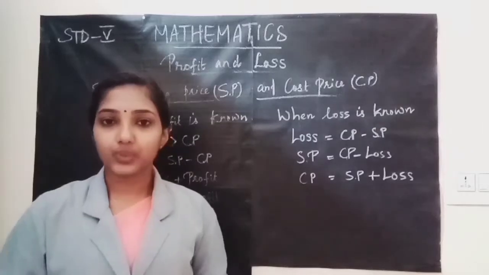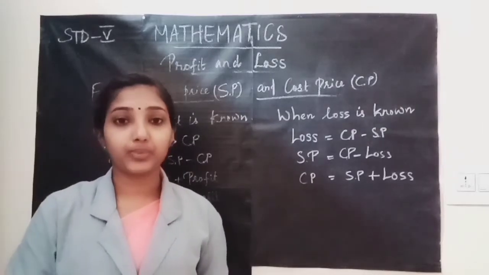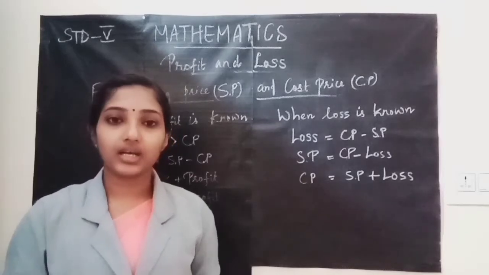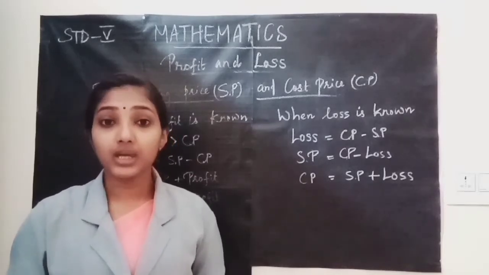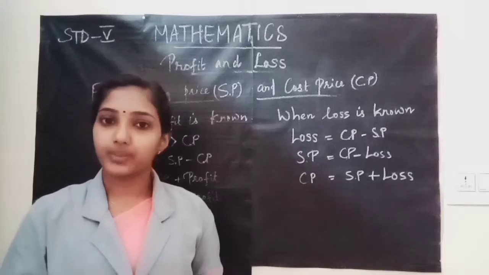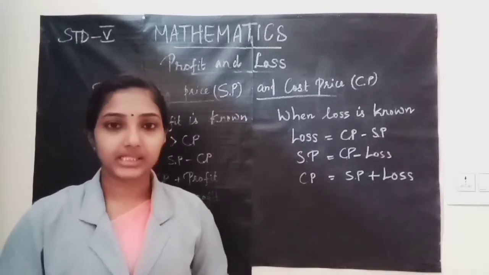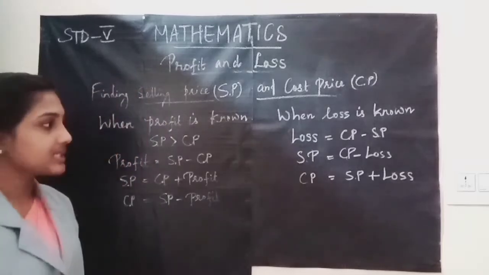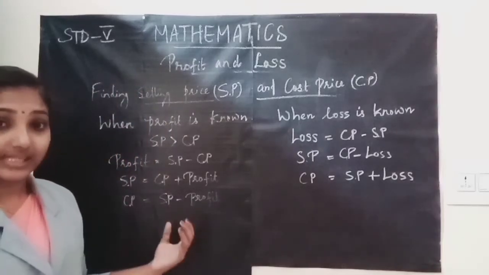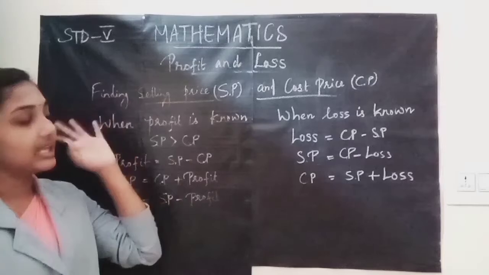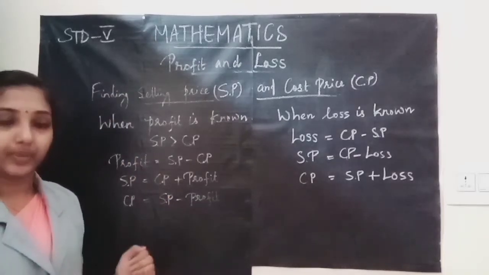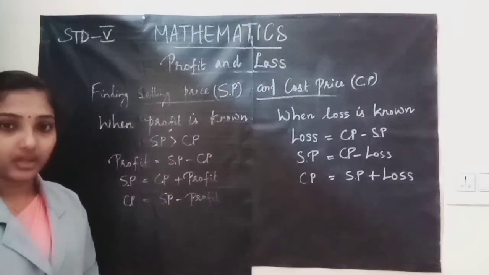Now we have seen how to find the profit and loss. When selling price and cost price are given, we know how to find the profit and loss. Profit is equal to SP minus CP and loss is equal to CP minus SP. And next let's study how to find the selling price and cost price of an item when we know the profit and when we know the loss.